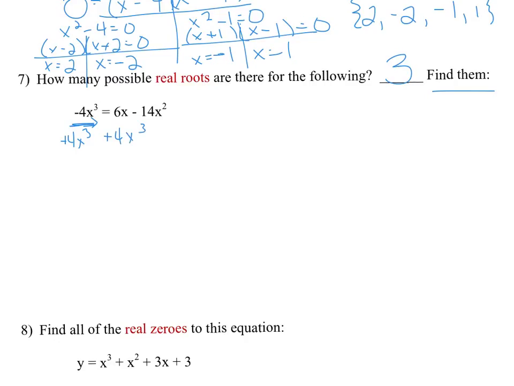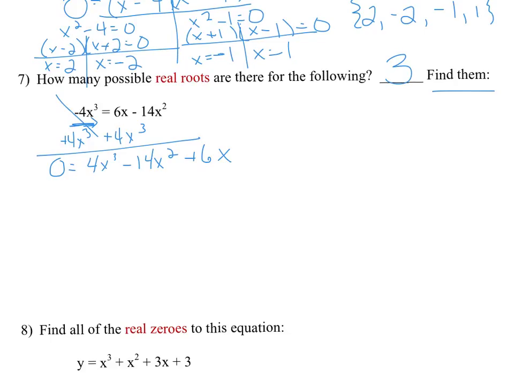And we like to put it in descending order. That means the term with the highest exponent goes first. That's the lead. Then the next highest exponent, which is this guy, goes next. And then you just keep going. So the next one is 6x, and that ends it. So now we solve this. Again, factor, t-chart, done.